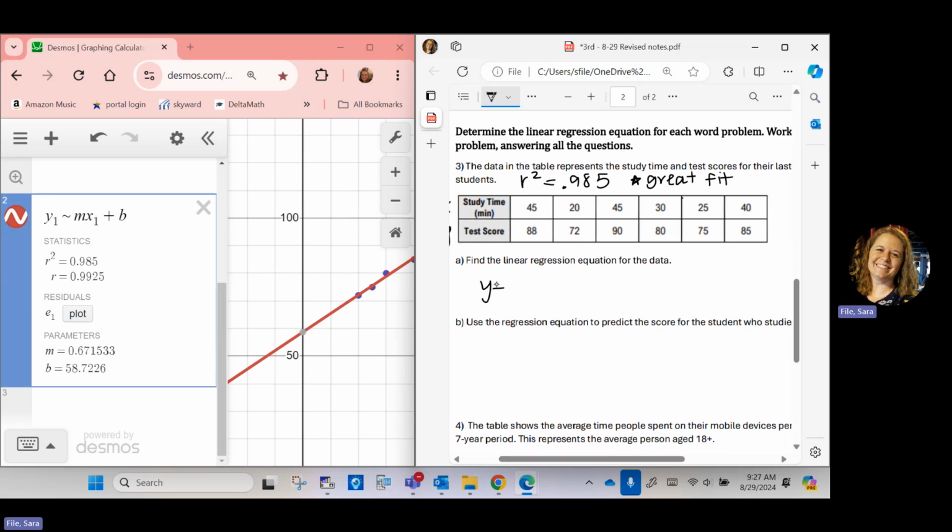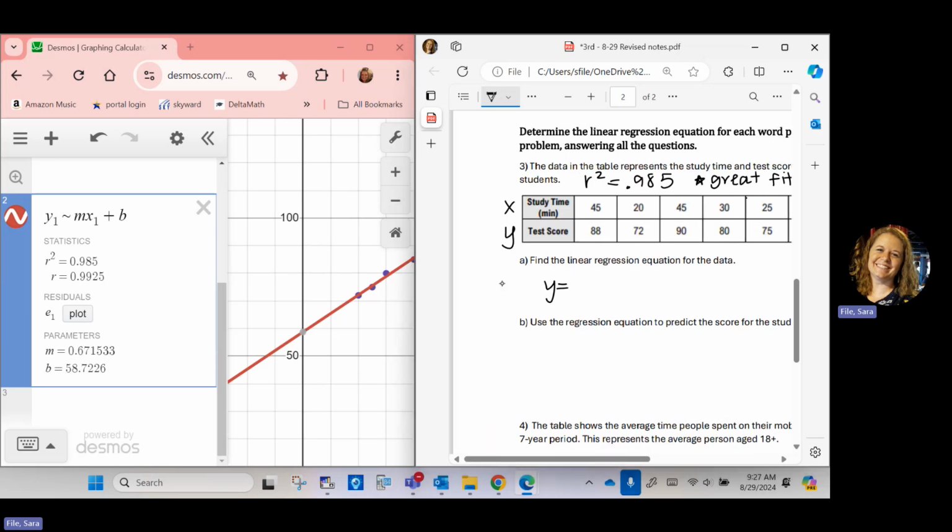So our equation, our M value is 0.672. Remember, we're rounding everything to the thousandths on this one. x plus, and then our B is 58.723. So this linear model, this equation, is a good fit for this data. It's going to make some pretty good predictions.